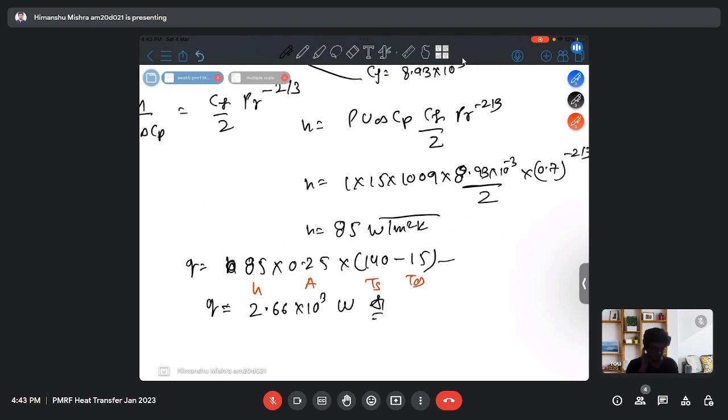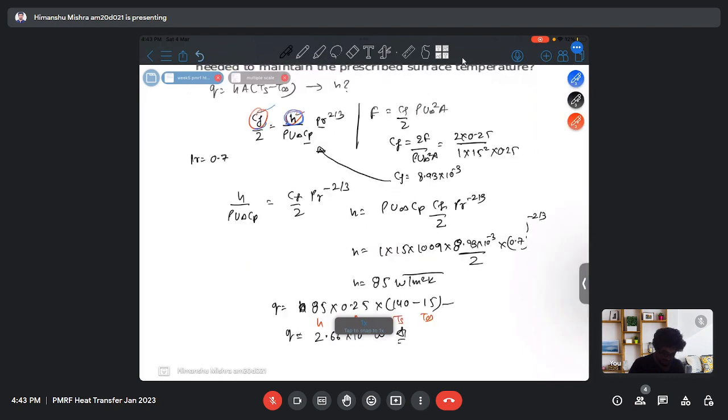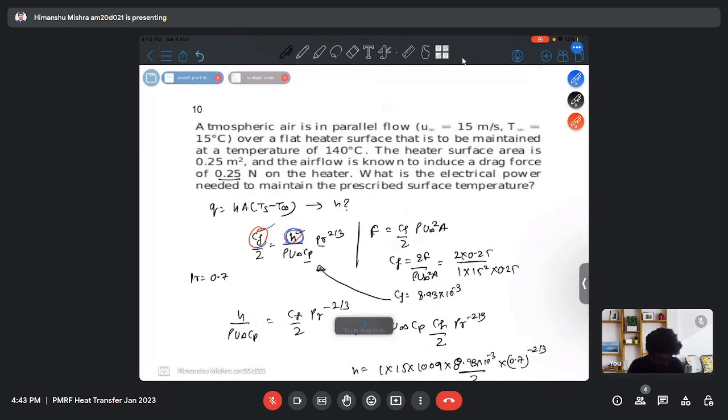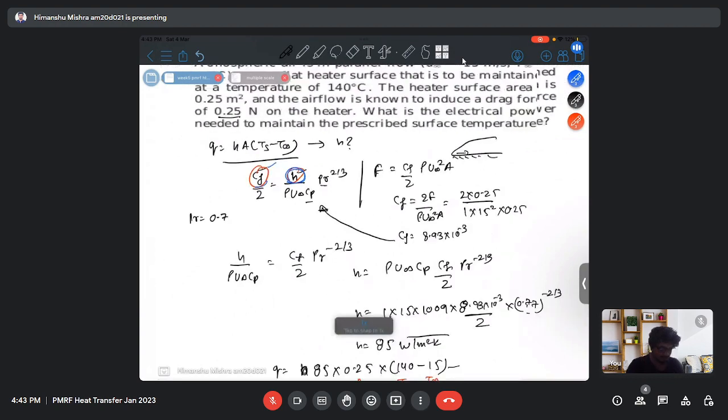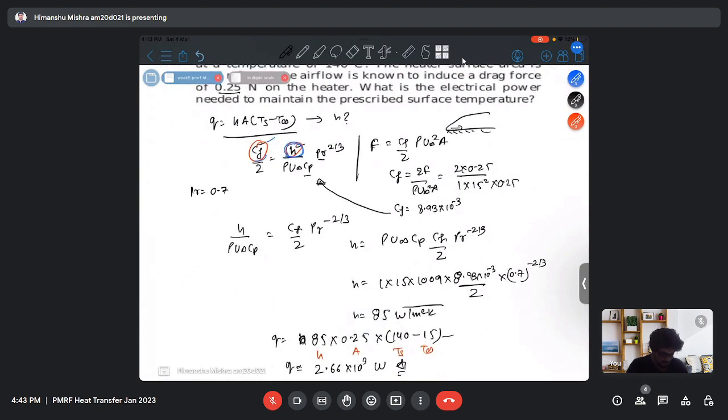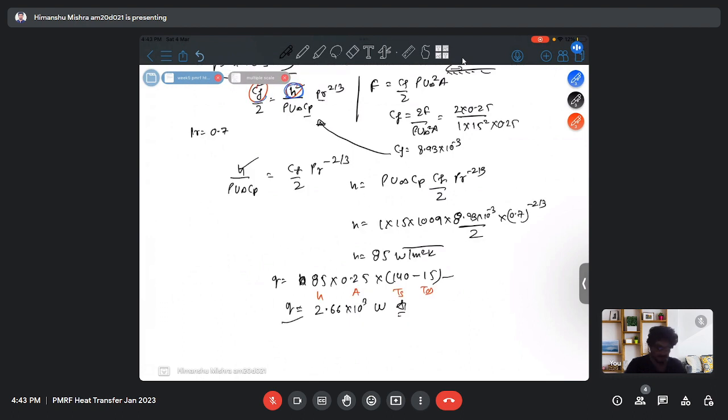So it's the same question: we just have a flow over a flat plate, and we use the same Newton's law of cooling and the same method. We first found the drag force coefficient, then the heat transfer coefficient, and then the total heat transfer.